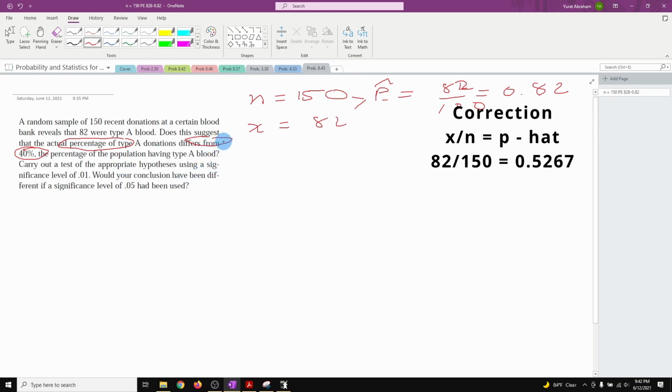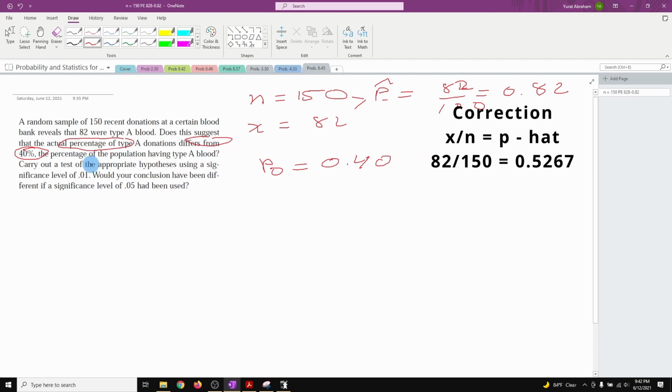So you have to watch your wording, because most of the time when you're doing these problems in intro to stats, the population proportion is at the beginning of the story, but in this case, it's actually at the end. So it's actually telling us that P naught equals 0.4 or 40%.